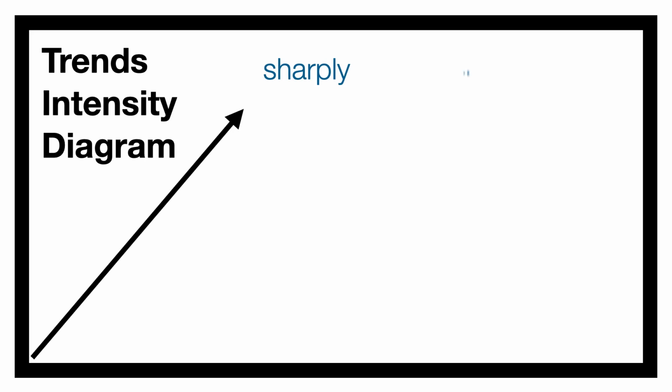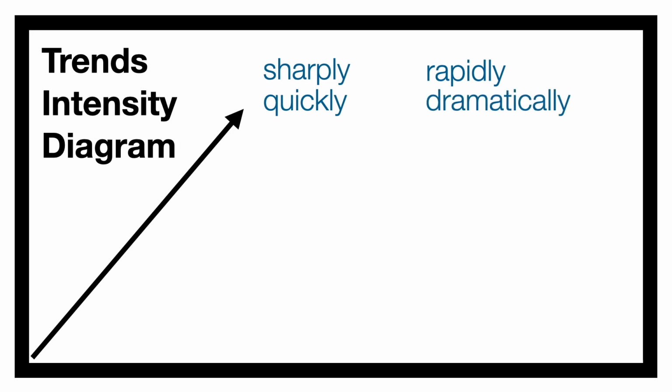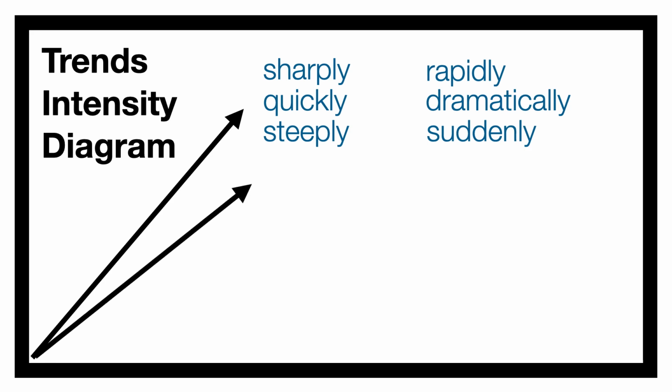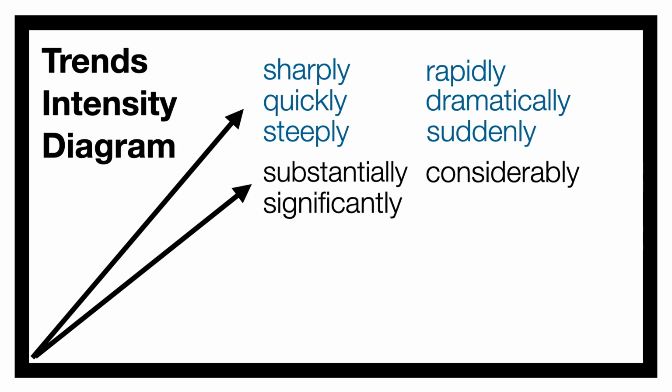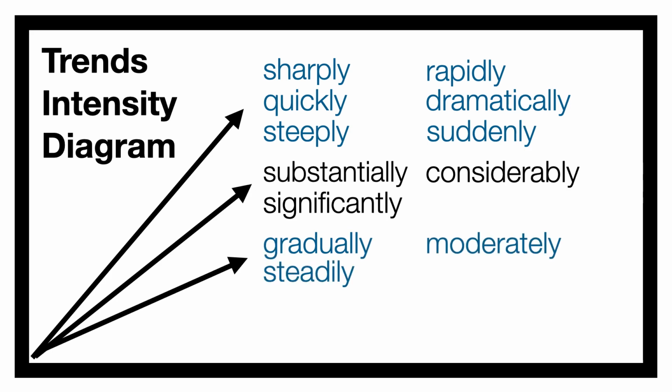Sharply, rapidly, quickly, dramatically, steeply, suddenly. Now, these are all powerful adverbs with high intensity. At a slightly lower intensity, we have the words substantially, considerably, significantly. Then we have gradually, moderately, steadily, and finally, slightly, slowly.